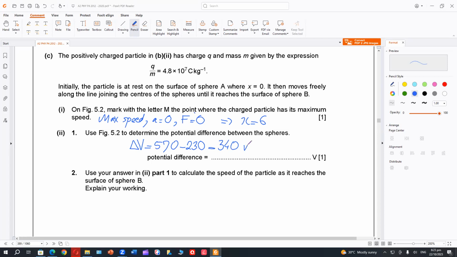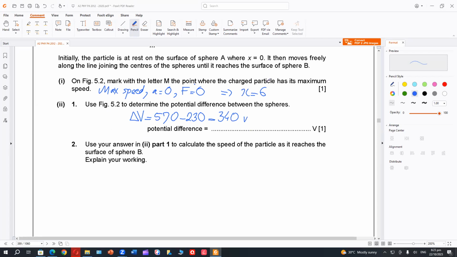Hmm, 340. Use your answer in 2, part 1 to calculate the speed of the particle as it reaches the surface of sphere B. Now I have the potential difference. He wants me to calculate the speed.